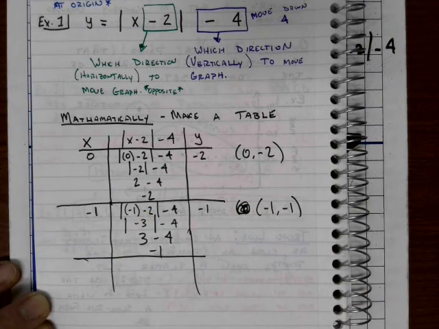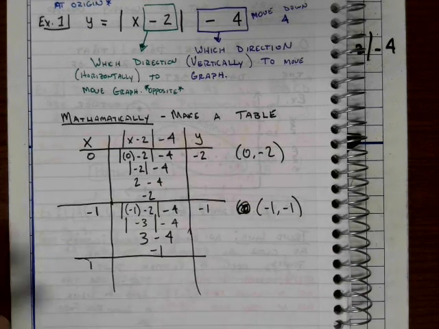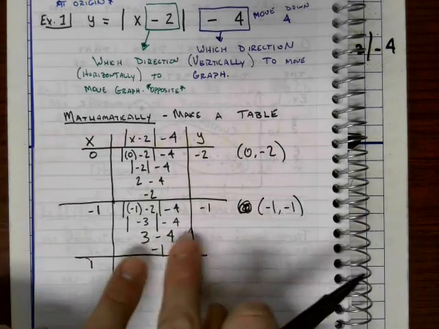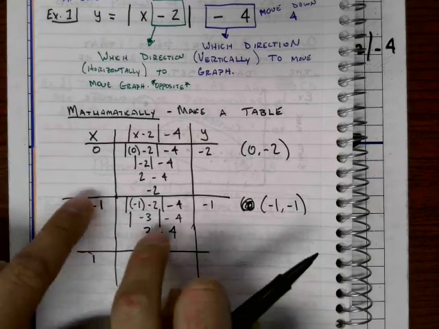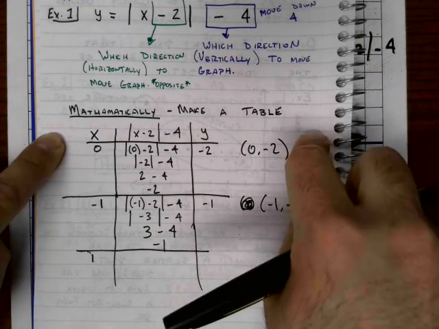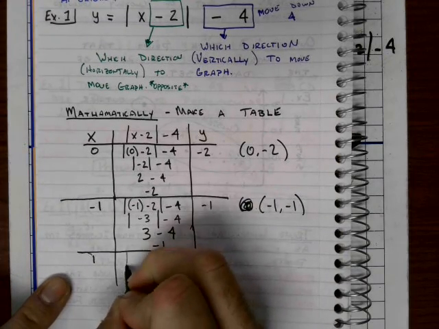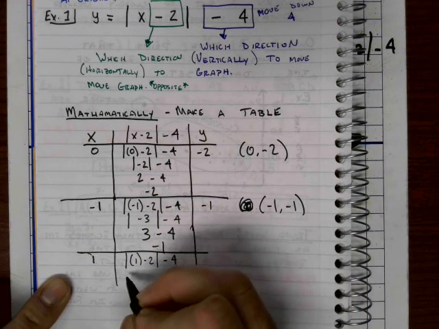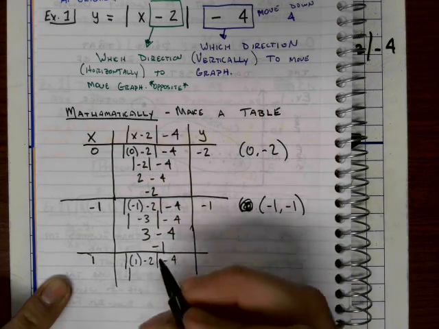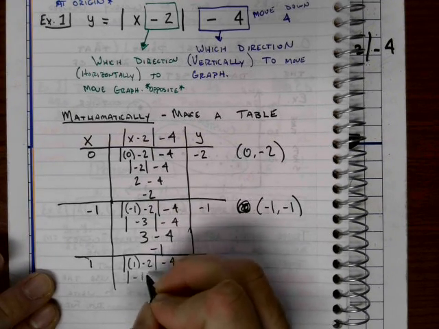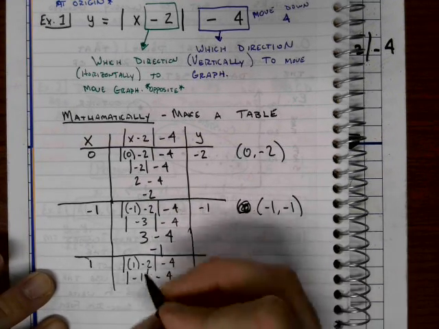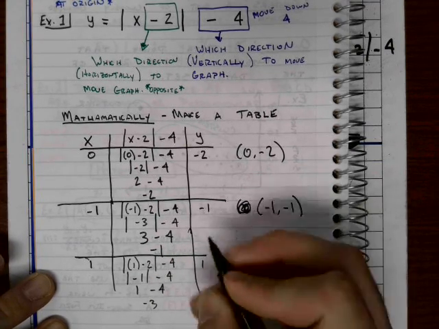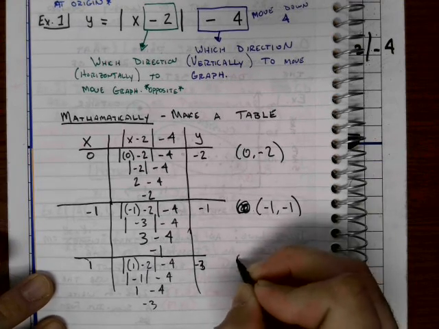Now we can do it for another point. Let's do it for 1. The reason why I chose negative 1 and 1 is because, remember, the absolute value shape is a V, so you want to think opposite sides of each other. We don't want to just keep filling up one side, because then how would we know where our points are on the right? So if I sub in a 1, I get 1 minus 2 minus 4. Solve inside the absolute value: 1 minus 2 is negative 1. The absolute value of negative 1 is 1, and 1 minus 4 is negative 3. So my point is 1, negative 3.